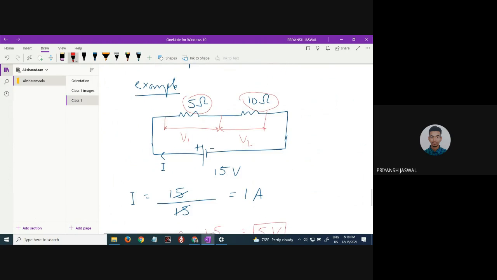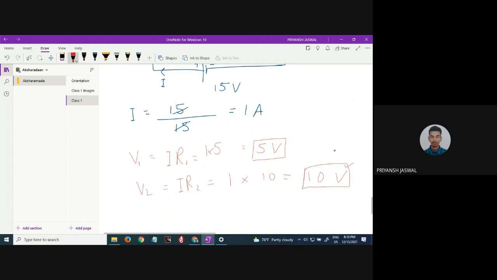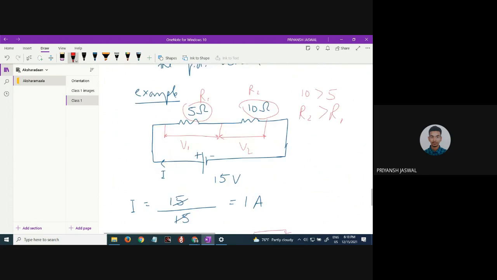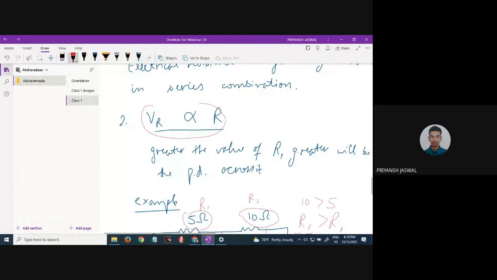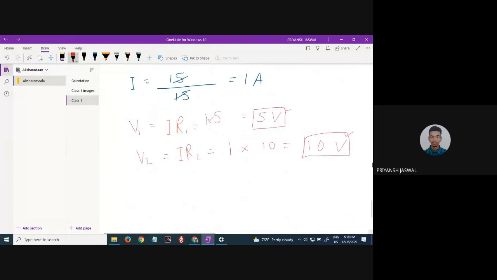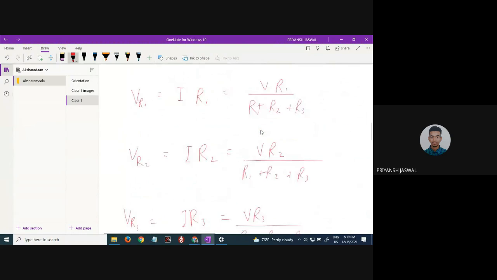So we see that we inputted R2 as greater than R1 because 10 is greater than 5. So what we see is that the potential difference V2 is greater than V1. This tells us that V2 will be greater than V1 because V is proportional to R. Okay. Now we can get back to our question.